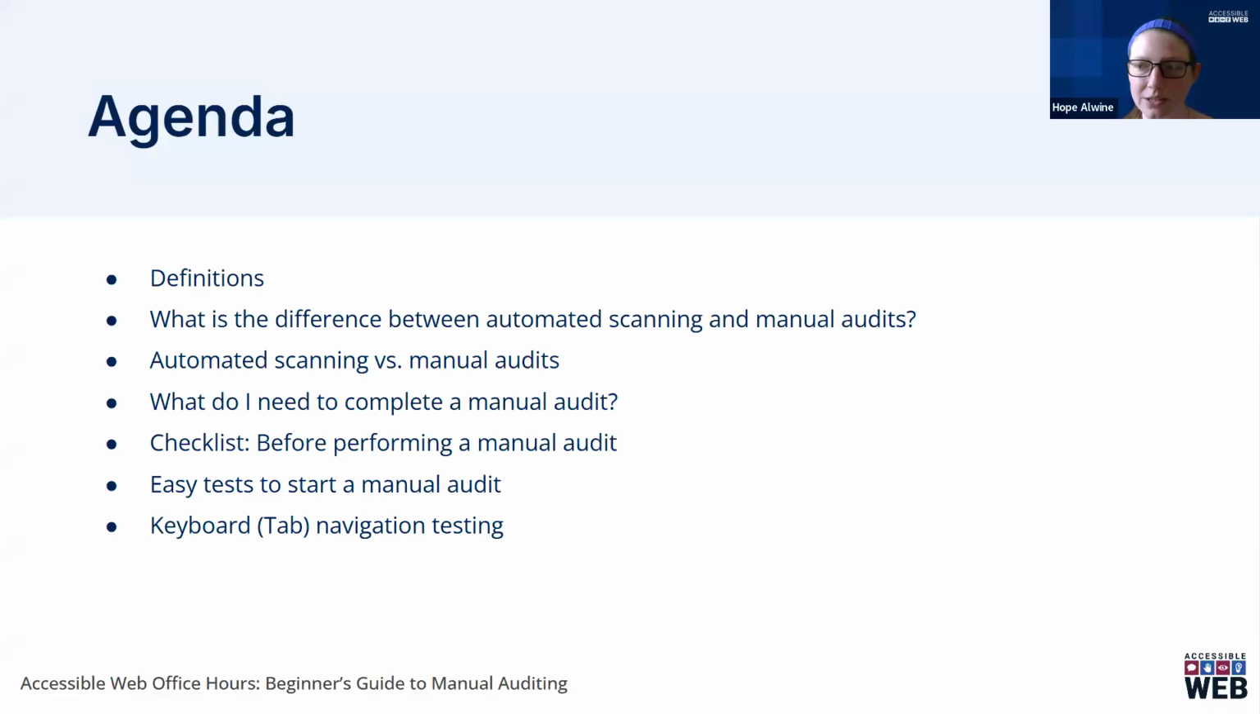So what we're going to be covering is we're going to do some basic definitions up front and then start diving into what's the difference between automated scanning and manual audits, followed by a direct comparison between automated scanning and manual audits. And then what do you need to complete a manual audit, as well as a checklist before performing a manual audit. And then we'll wrap it up with a few easy tests to start your manual audit and also some tips and tricks for keyboard tab navigation during your manual audit. All right, let's get started.